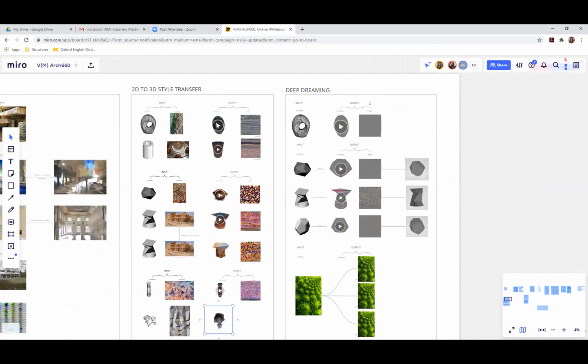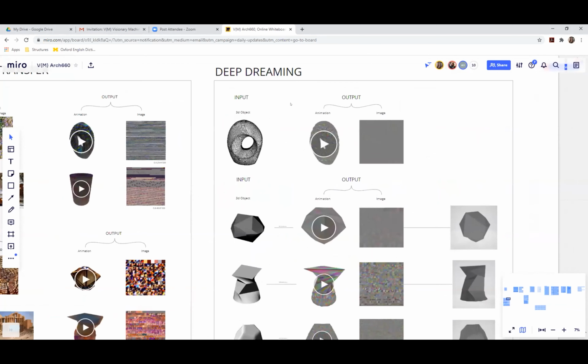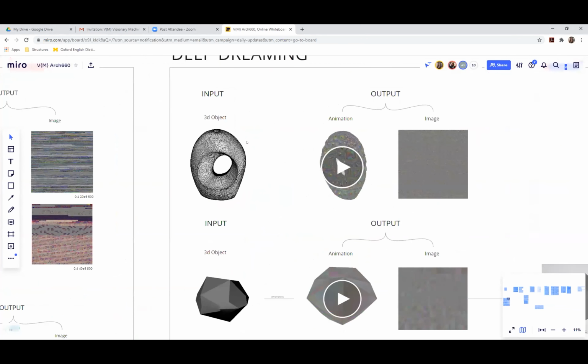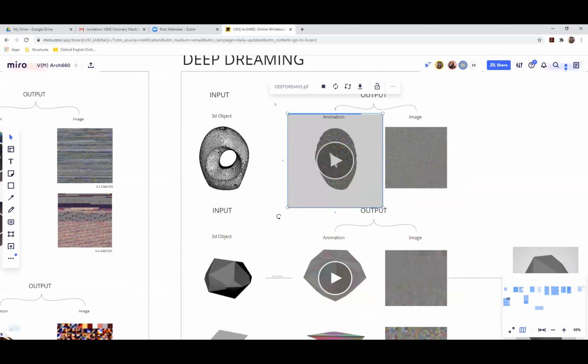And the last exercise was the deep dreaming. So this was the same 3D object and an animation with, I believe, about 300 iterations. Sorry, it takes a little bit to play. There's that one.